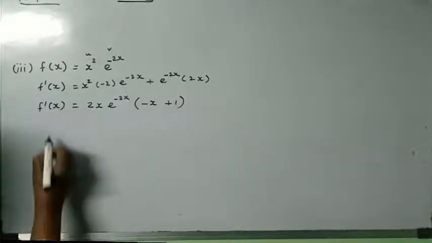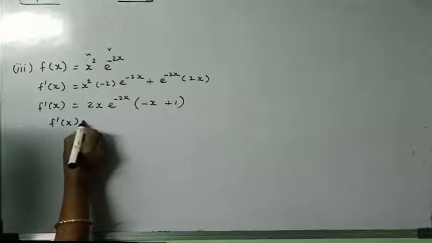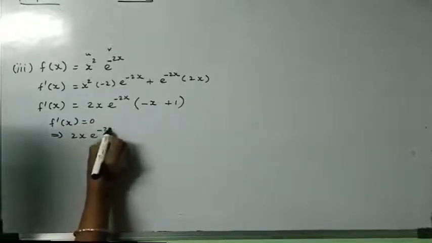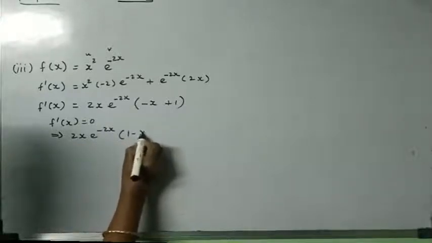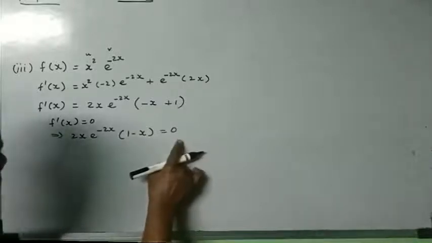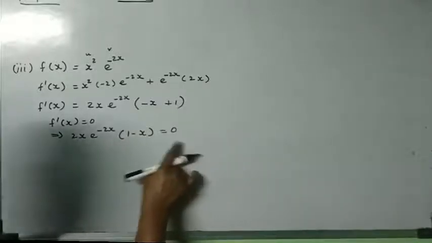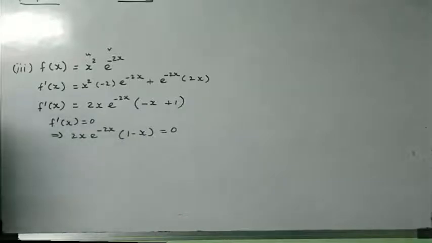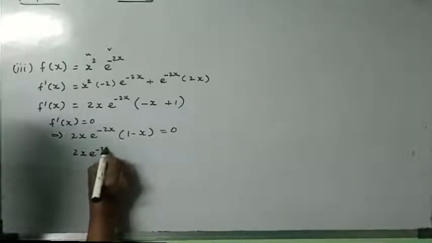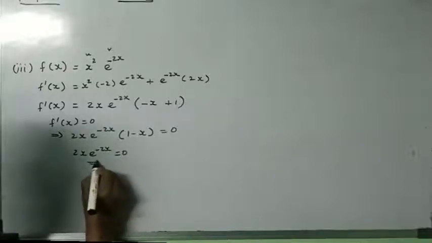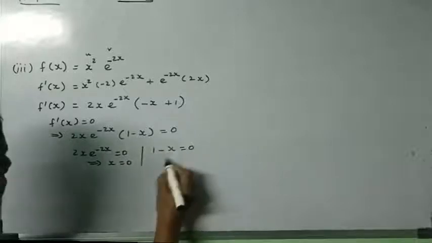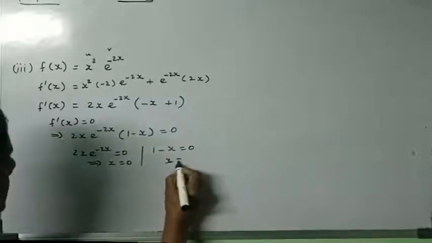dash of x. If f dash of x is equal to 0, which implies 2x e power minus 2x into 1 minus x is equal to 0. We can take 2x is equal to 0, e power minus 2x equal to 0 and 1 minus x is equal to 0. So which implies 2x e power minus 2x equal to 0 gives x is equal to 0. And 1 minus x is equal to 0, so x is equal to 1.